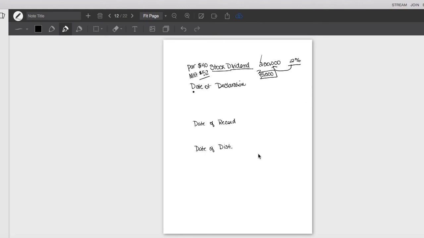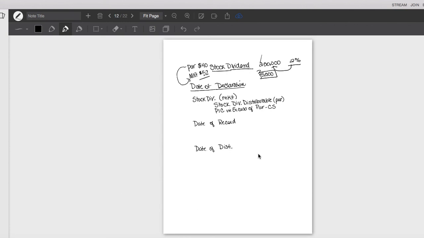On the date of declaration, you will debit stock dividends, and I'm going to have to abbreviate here to fit it on the page. So please look at the labels in your problem to make sure you're using the right words in Cengage. But you're going to debit stock dividends for the market value. You're going to credit stock dividends distributable at par value, and then you'll credit paid in capital in excess of par for common stock, because you can see up here par value is 40, market value is 52, so you're going to get more value because the market value is higher.